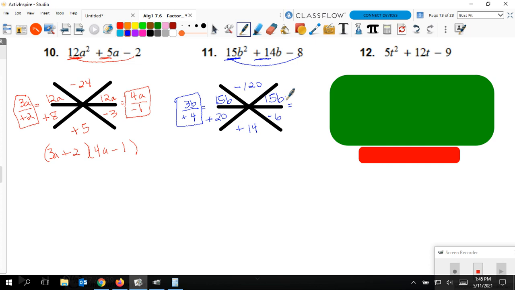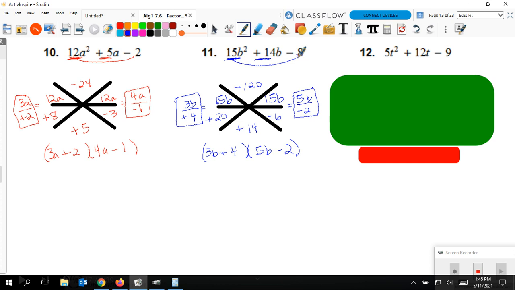And then over here, 3 can go into both of these numbers. 3 goes into 15 5 times, so 5b on the top. 3 goes into 6 2 times, so negative 2 on the bottom. And there's my reduced side. And now we have our two binomials: 3b plus 4 in the one, and 5b minus 2 can go in the other. Again, you can always double check by multiplying this with FOIL to see if you can get back to the original trinomial.